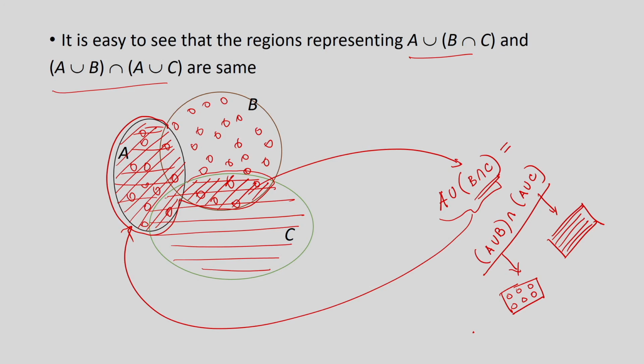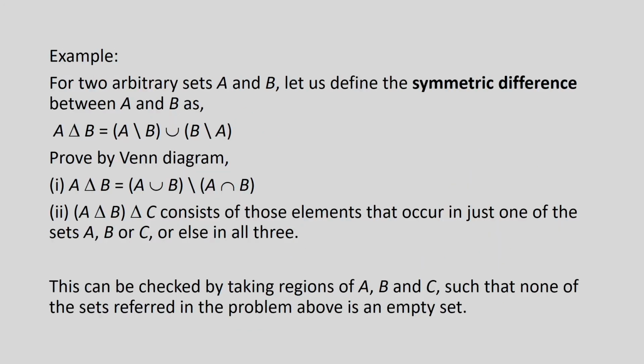All right. This is another example of use of Venn diagram. For two arbitrary sets A and B, let us define the symmetric difference between A and B as A delta B. A new symbol is being introduced, which is delta. A delta B is defined as what? It is A minus B. Remember, this was the minus sign. A minus B union of B minus A. So, that is the definition of delta.